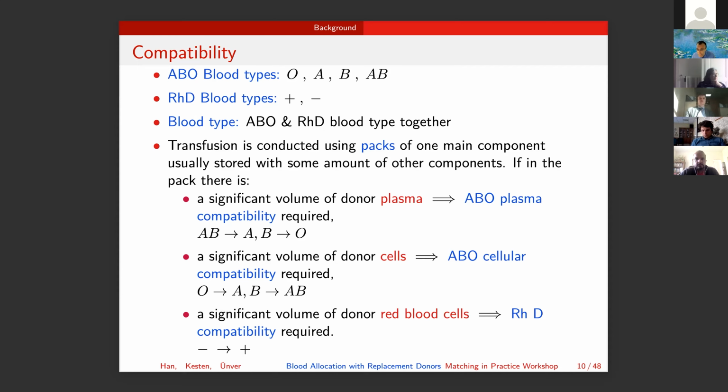We are going to be agnostic about that. Some countries allow, for example, ABO cellular compatible and RHD compatible red blood cell donation. Some countries say no, we need ABO identical because there is some plasma in the packs, and RHD compatible. If it is platelets, some countries say we need ABO plasma compatible because there's lots of plasma in the pack. So it is all over the place, but these protocols are well established within each country. We'll be agnostic about how these are done.